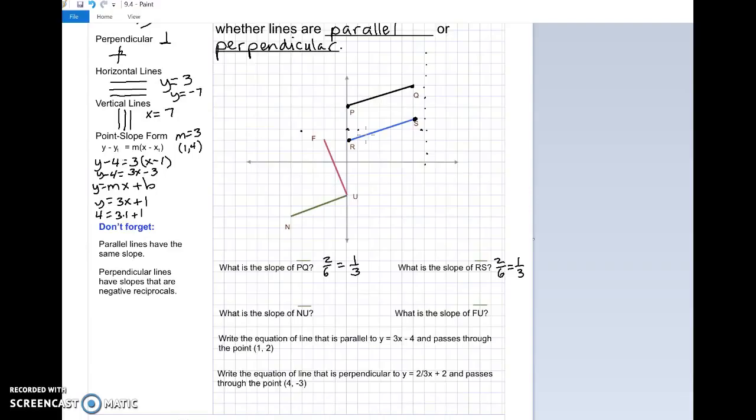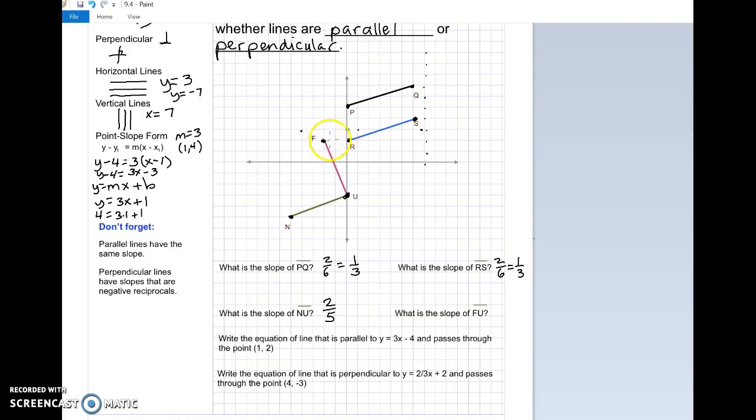Now, let's talk about perpendicular lines. Let's see if we can figure out what the slopes of these line segments are. NU is our first one. So go ahead and figure out what the slope of NU is. Well, you went up 1, 2, over 1, 2, 3, 4, 5. So the slope of line segment NU is 2/5. Now, tell me what is the slope of line segment FU, or UF. What is the slope of that line segment?